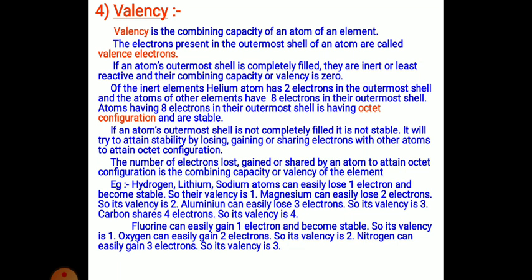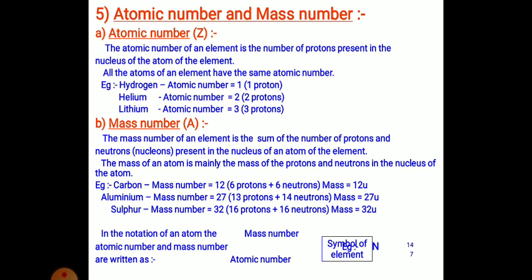Now according to that, oxygen can easily gain 2 electrons, so its valency is 2. Nitrogen can easily gain 3 electrons, so its valency is 3. So you have learned what is meant by valency and what the valency is for each element. Students, this is very basic information that you should know before starting electronic configuration, as well as going into detail on these elements.